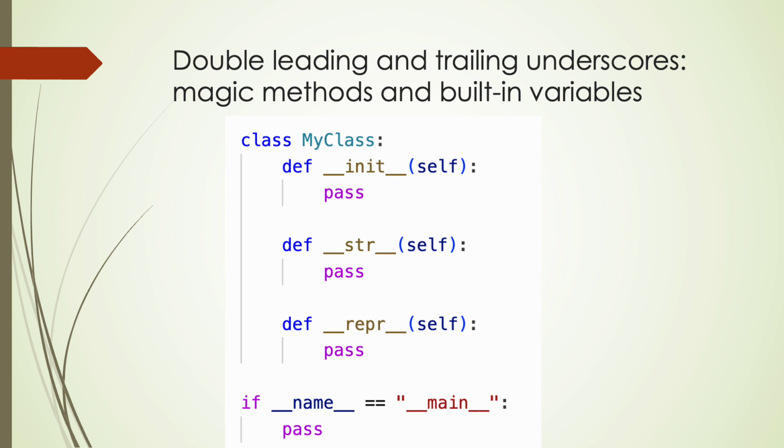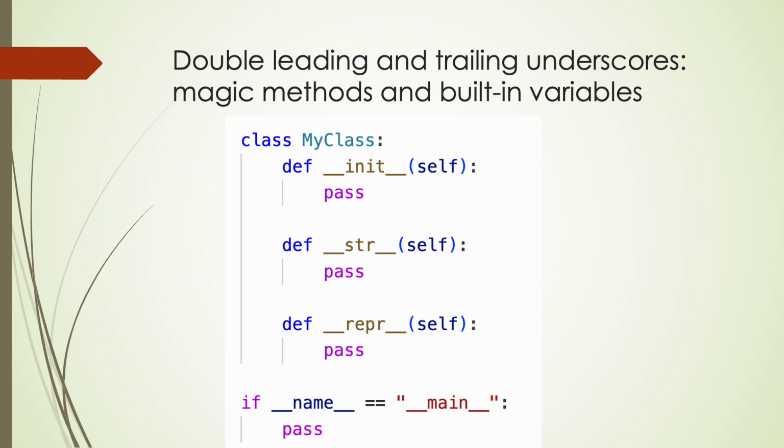For example, underscore underscore name underscore underscore is a special built-in variable that is used to determine whether a Python script is being run as the main program or being imported as a module into another script. If you run a Python script directly, the value of this built-in variable is set to underscore underscore main underscore underscore. And if the script is being imported into another module, the value would be set to the name of the script.